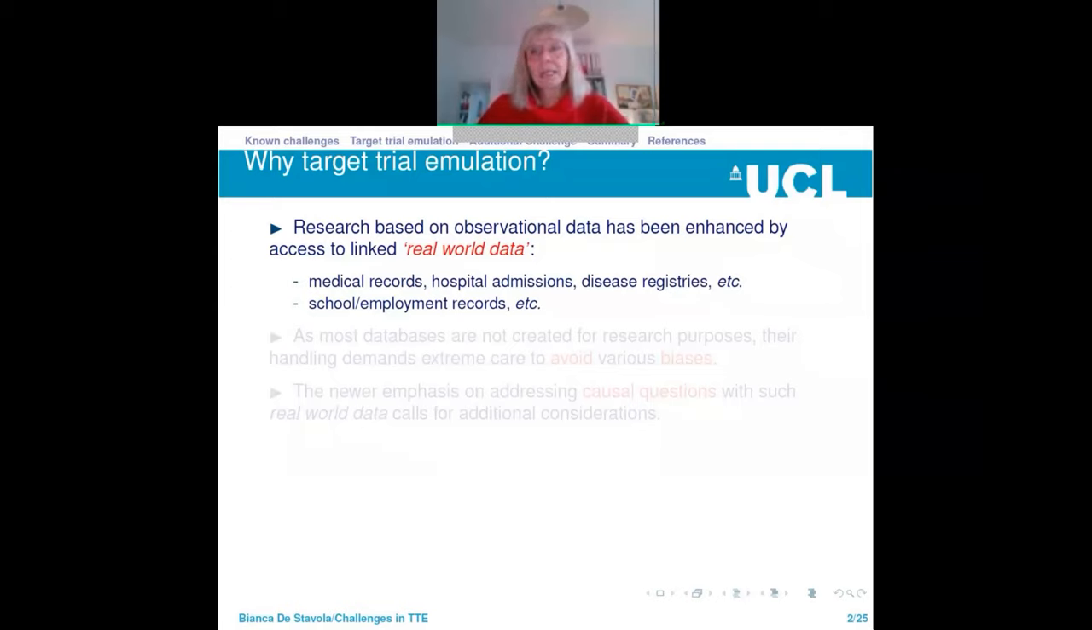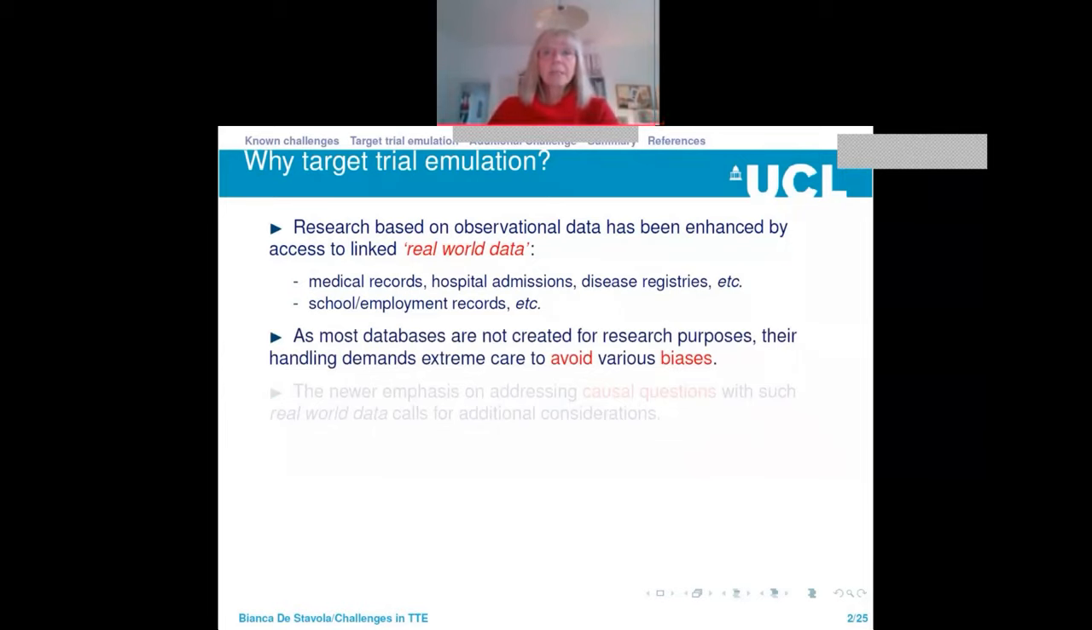But in the UK, at least, access to this type of data and the linkage of these different sources is quite novel and has created a flare of interest, especially in trying to assess and compare different interventions and treatments as they arise in the real world. But most of these databases are not created for research purposes, so their handling demands extreme care because we want to avoid the typical biases of observational data.